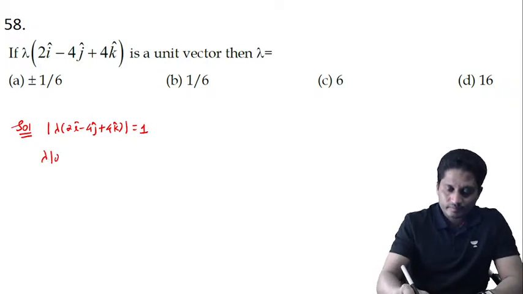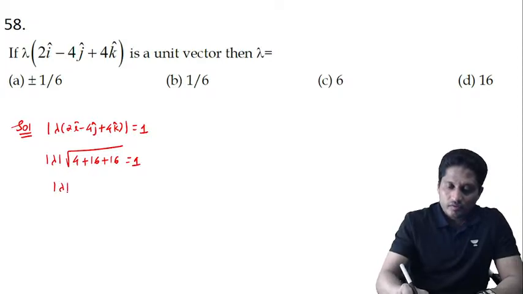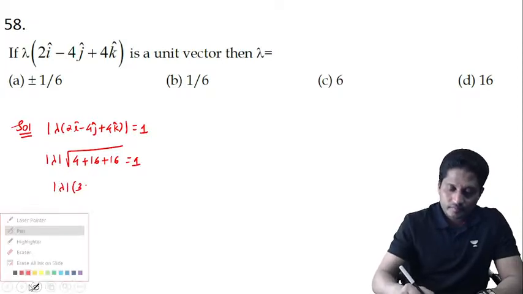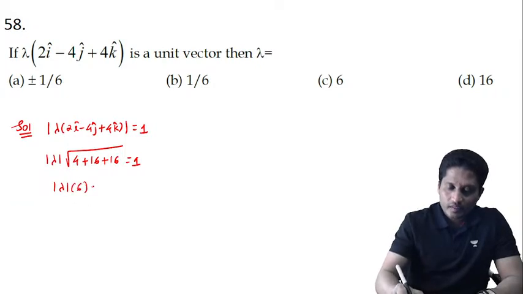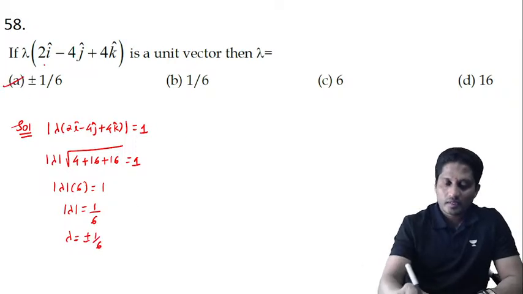Take lambda common, modulus of 2i... this is modulus of lambda, mod lambda into root of 4 plus 16 plus 16 is equal to 1. Root of 36 is 6, so 6 into mod of lambda is equal to 1. Mod of lambda is equal to 1 by 6. Lambda is equal to plus minus 1 by 6. Answer is option E.